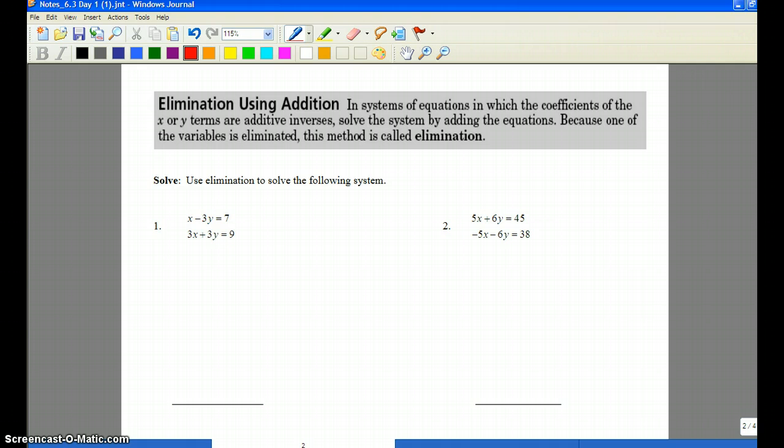So we're going to solve this system by elimination. To do that, we need to eliminate one of the variables. When you're doing elimination, you need to think about 3 things before you're able to add it and eliminate the variable. You want to look at the same variable.